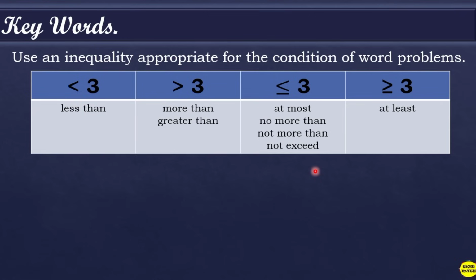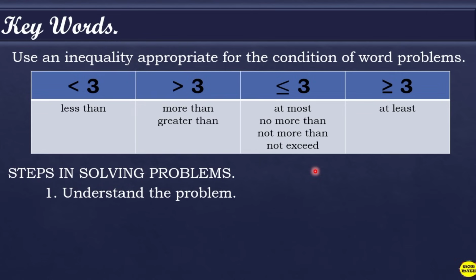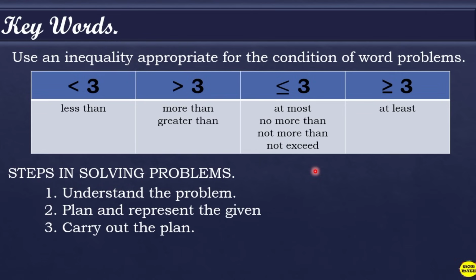Now, let's have the steps in solving a problem. First, understand the problem. Second, you have to plan and represent the given. Ito na yung representation. And then after representing the given, carry out the plan and then check the result.